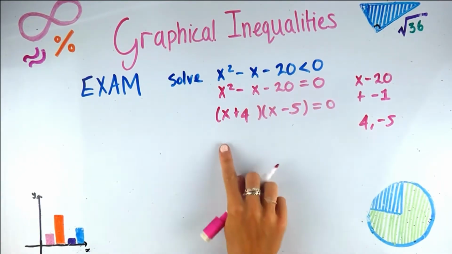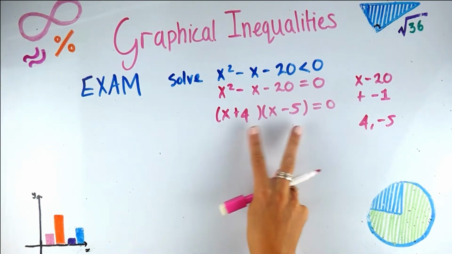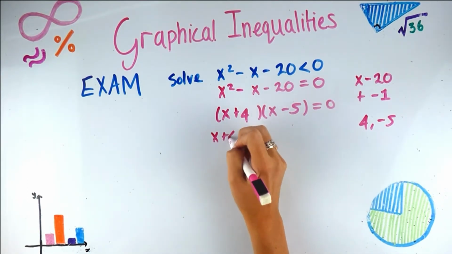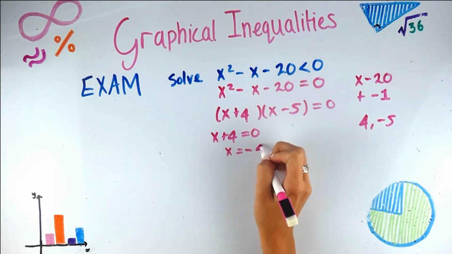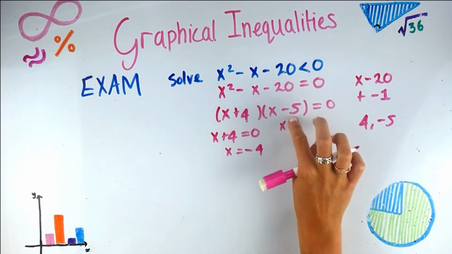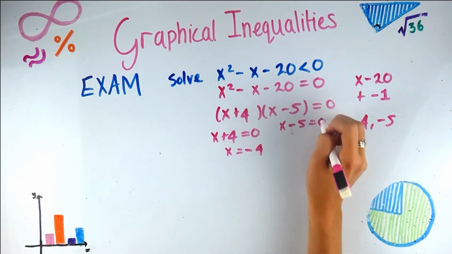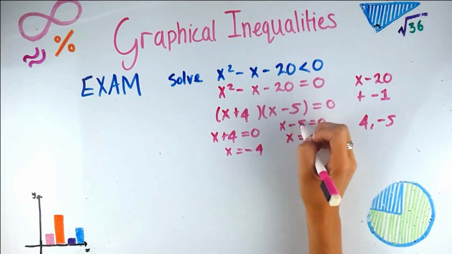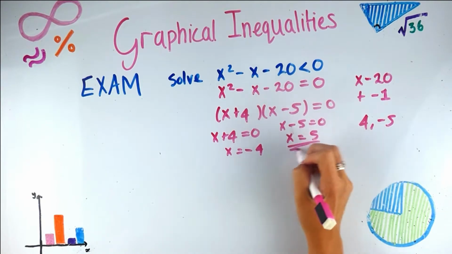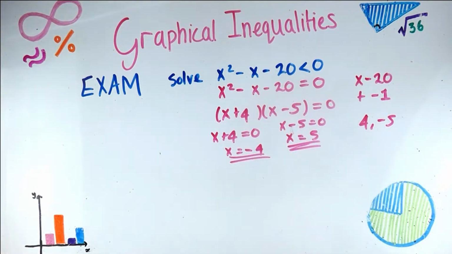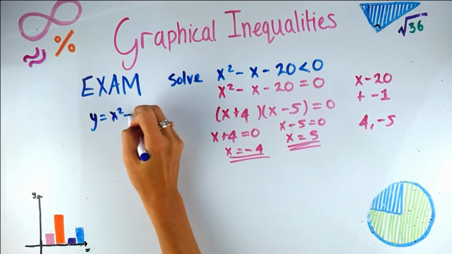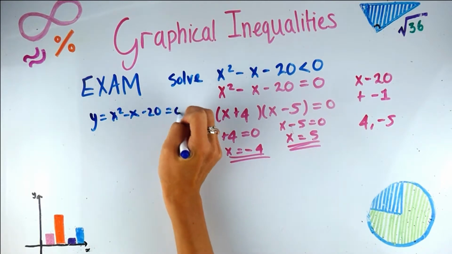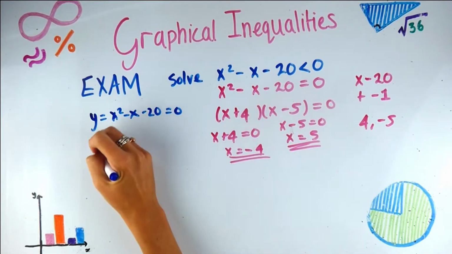Okay, now just continuing to solve this. Two things multiplied together to give 0. One of them must be 0. So that would give me x equals, take the 4 over, -4, x -5 equals 0, take the 5 over, x equals 5. Okay, so as I showed before, that is technically, if we're thinking about sketching on a graph, so let's say y equals x squared minus x minus 20 equals 0, that is saying then y is 0.